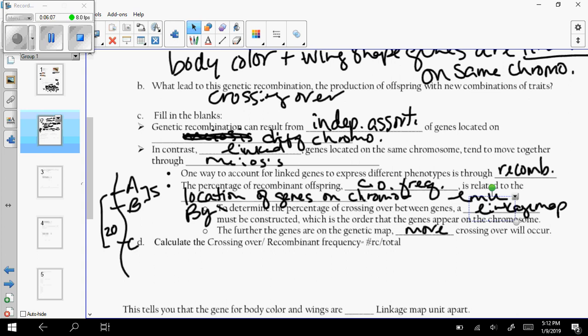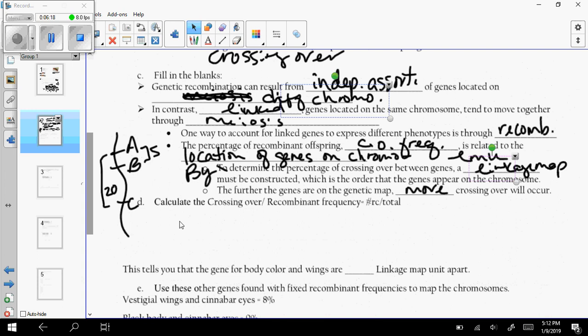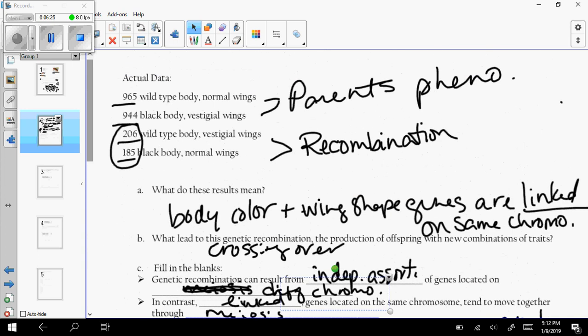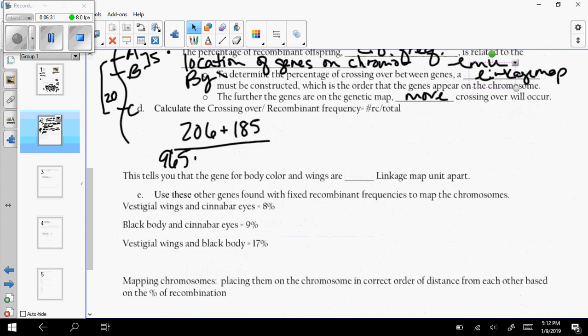To calculate the crossing over frequency up here, I'm going to take these two, the part that's due to recombination, and add them together: 206 plus 185, over the whole. The whole is 965 plus 944 plus 206 plus 185. So I've got just the recombination part over the overall total, and I also want to multiply by 100.